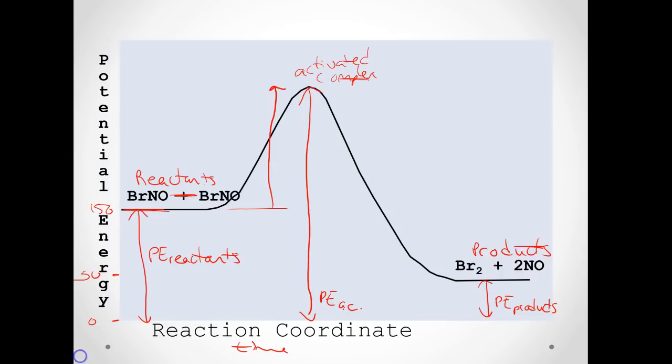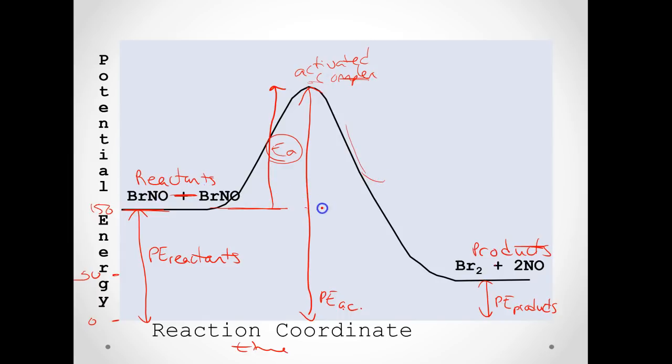Oops, wait a minute, go back. And so for these reactants to get to the top of that hill, they have to gain energy, and that energy is the activation energy. That's how much they have to gain. Once they gain it and they're at the top of the hill, they turn into the products very easily.